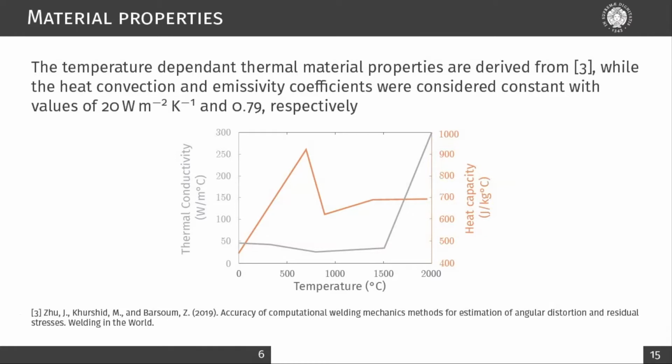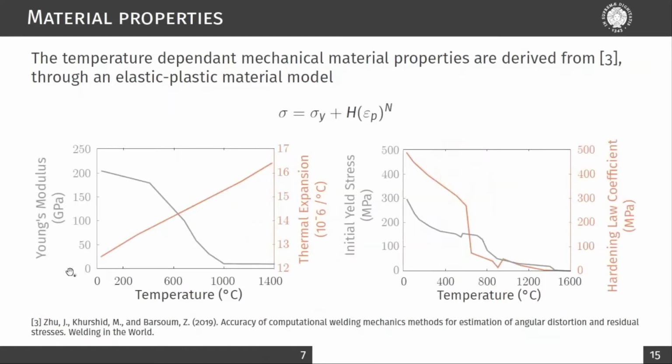From a thermal point of view, the temperature-dependent material properties are thermal conductivity and heat capacity, while the heat convection and emissivity were considered constant. Instead, from a structural point of view, an elastic plastic material model was used, through temperature-dependent Young's modulus, yield strength, and hardening rule coefficients. Furthermore, a thermal expansion factor was introduced to calculate stress and strain based on nodal temperature results. All the material properties were taken from recent literature.